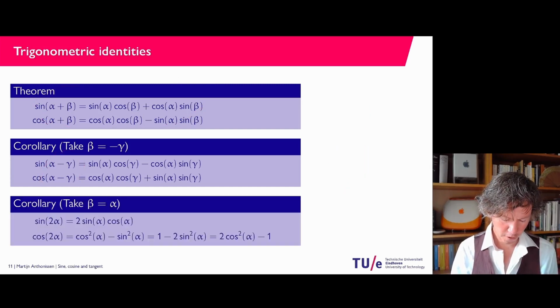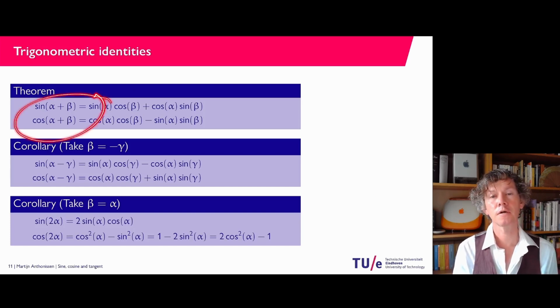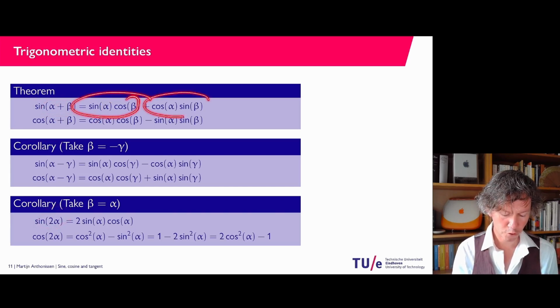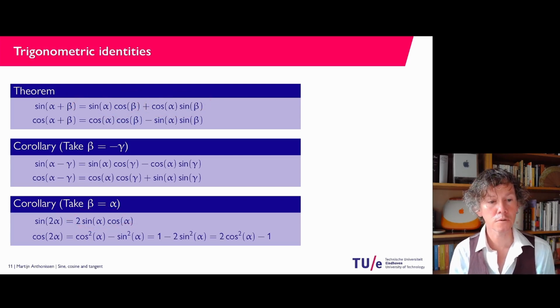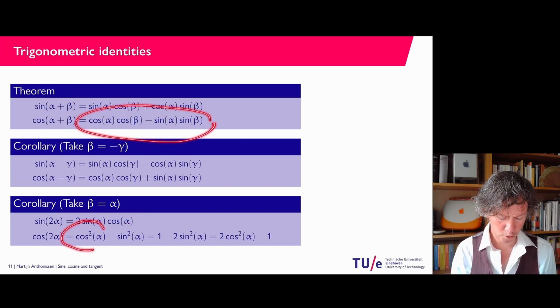And finally, in this box here, if you take alpha and beta equal, so you take beta equals alpha, then you get alpha plus alpha, which is 2 alpha. And then here you get sine alpha cosine alpha plus cosine alpha sine alpha. So we have this one that hopefully looks familiar to you. And for the cosine of 2 alpha, we get from this formula cosine squared minus sine squared.